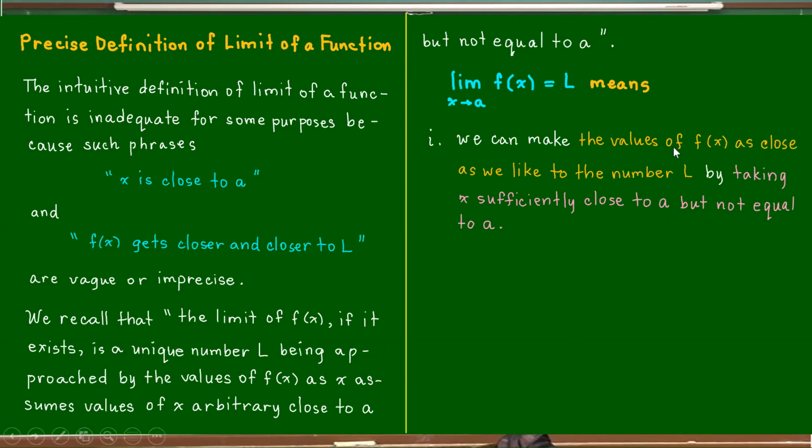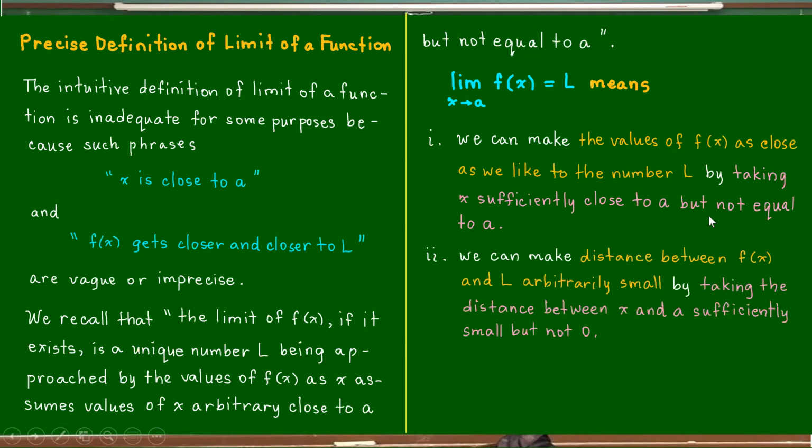So let's start with the values of f of x as close as we like to the number L. When f of x gets closer and closer to the number L, we are talking of what? We're talking of distance. Okay? So it means we can make the distance between f of x and L arbitrarily small. When you say arbitrary, you can move the value until it becomes smaller and smaller, no? By taking x sufficiently close to a but not equal to a.